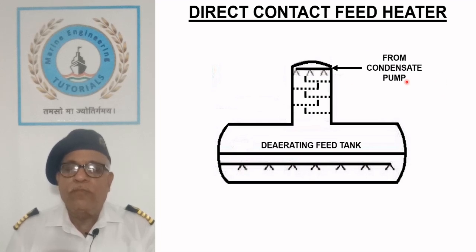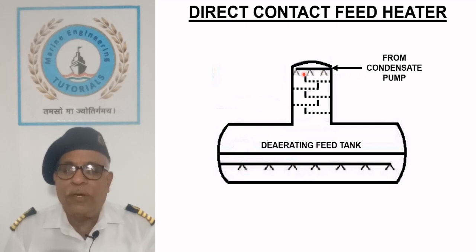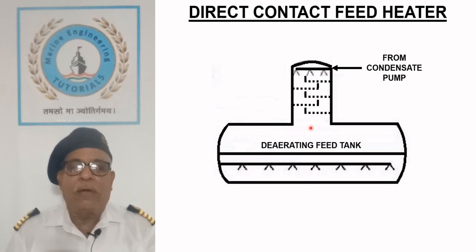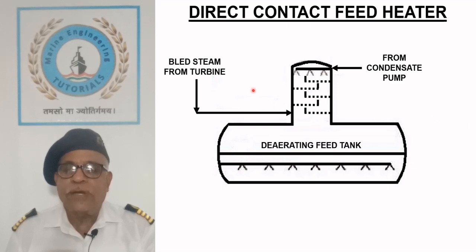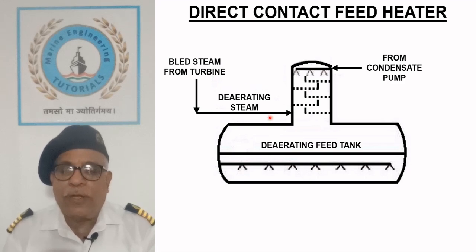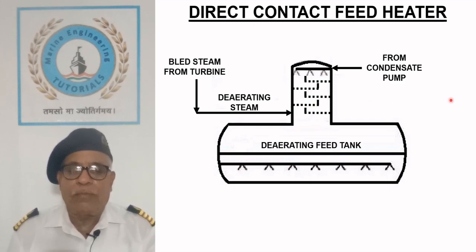Condensate is sprayed from top of the de-aerating section, which consists of series of trays for increasing the surface area. Extracted steam from the turbine is called bleed steam, which is mainly utilized for heating purposes. Bleed steam supplied to the de-aerator intermixes with sprayed water, which helps in separating the air dissolved in water.